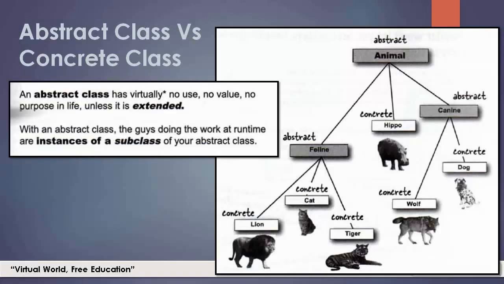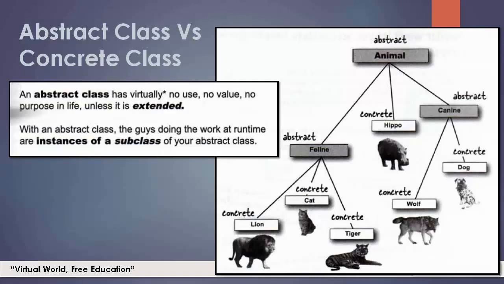In the animal inheritance tree, as you see in here, we make animal, canine, and feline abstract, and that leaves hippo, wolf, dog, tiger, lion, and cat as the concrete subclasses. There is no point in creating animal objects or feline objects or canine objects because we cannot assign values to the instance variables. But we can create lion objects, cat objects, tiger objects, hippo objects, wolf objects, and dog objects because we can assign values to the instance variables.